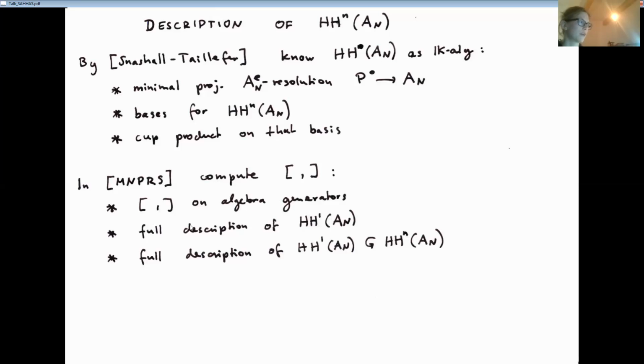So what we did was to compute the Gerstenhaber bracket on algebra generators. Together with the Poisson identity, you can reconstruct everything in a tedious way from there. And what I want to focus on right now is that we gave a full description of the Lie algebra HH1 and its action on all the other cohomological degrees. So this is what I would like to discuss now.